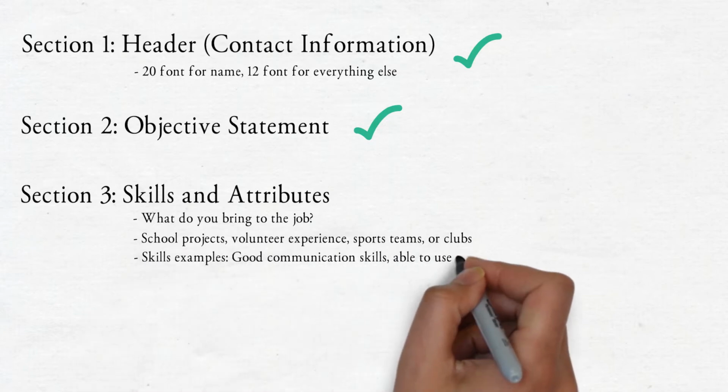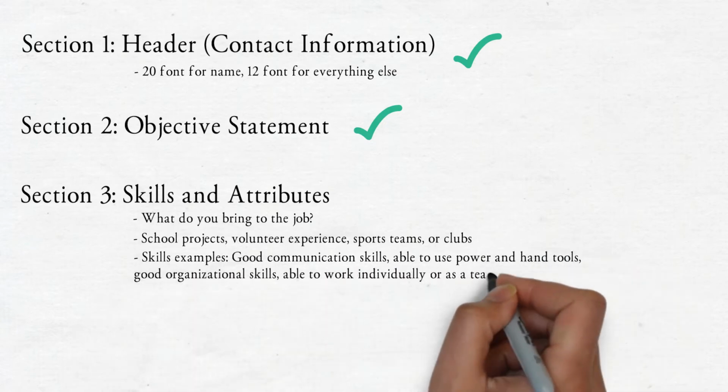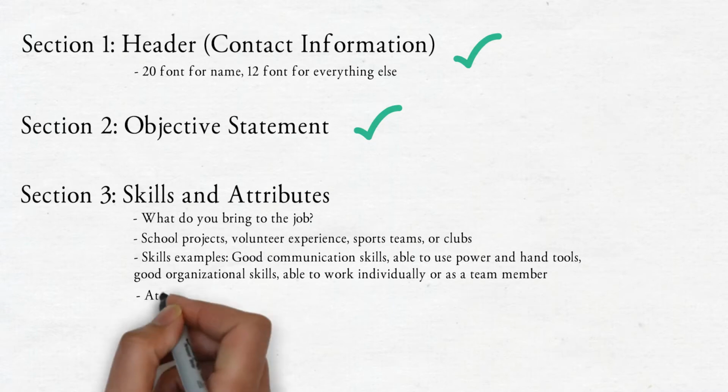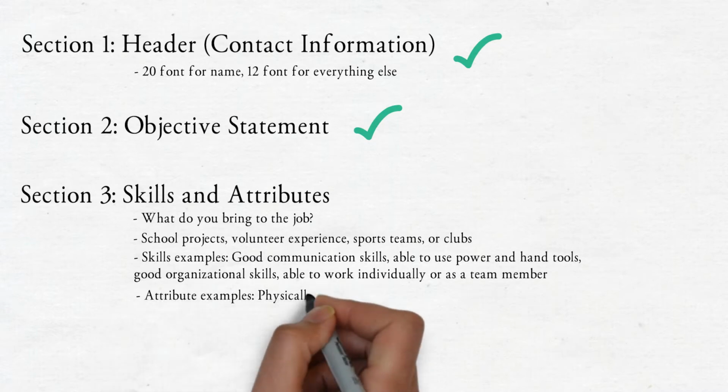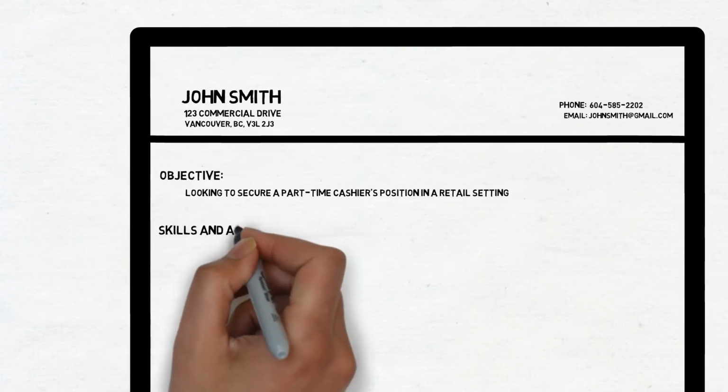Examples of skills would be good communication skills, able to use power and hand tools, good organizational skills, and able to work individually or as a team member. An attribute would be something like being physically fit or knowing a second language.